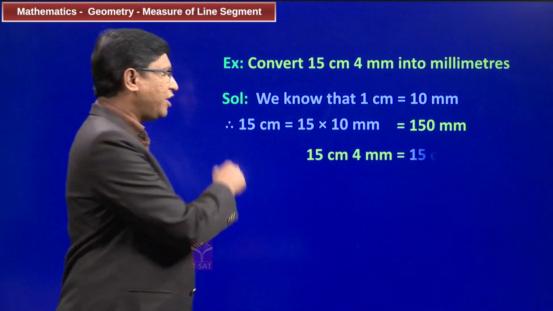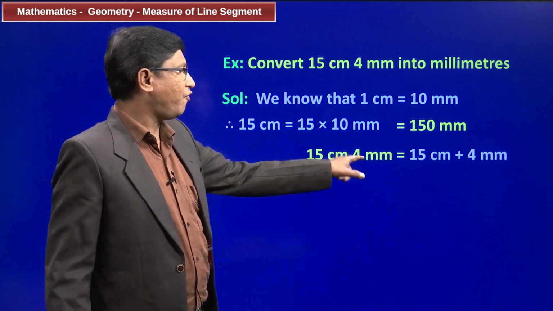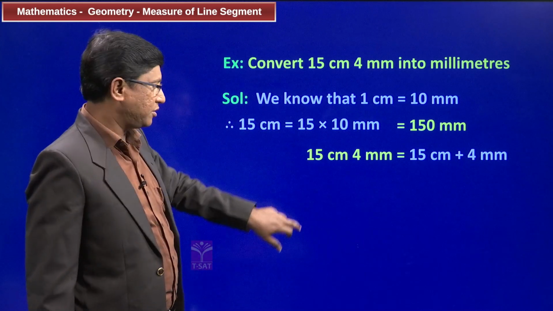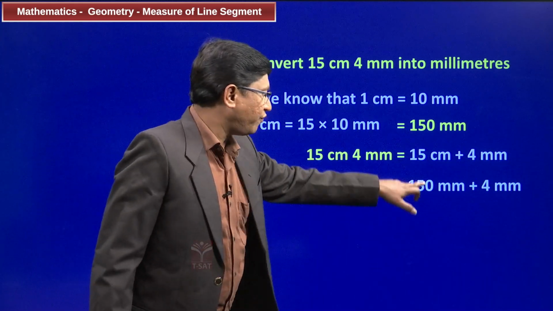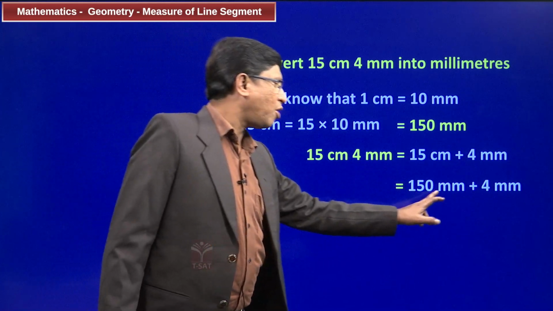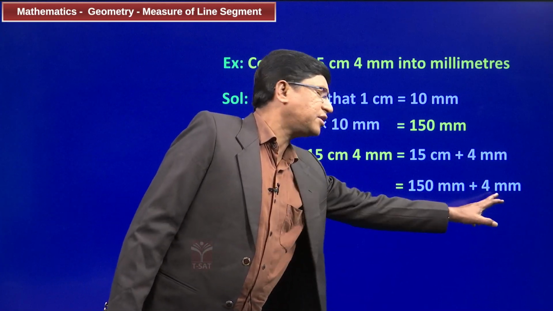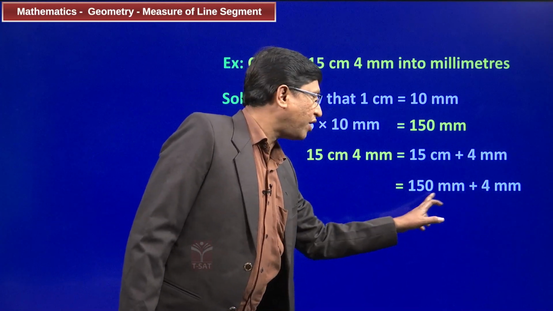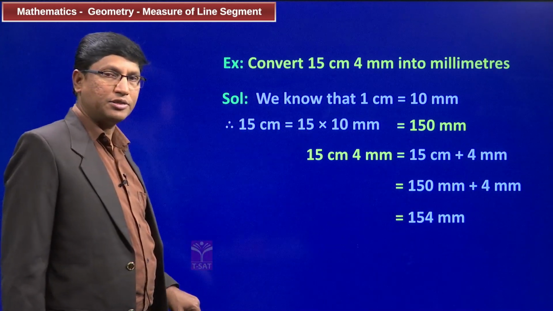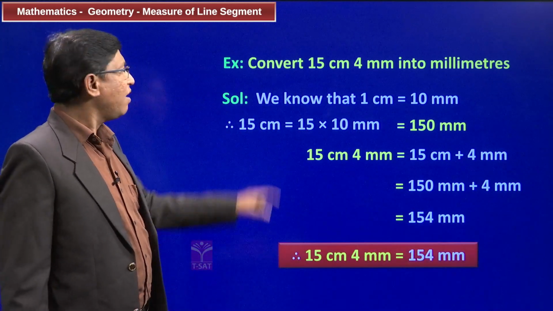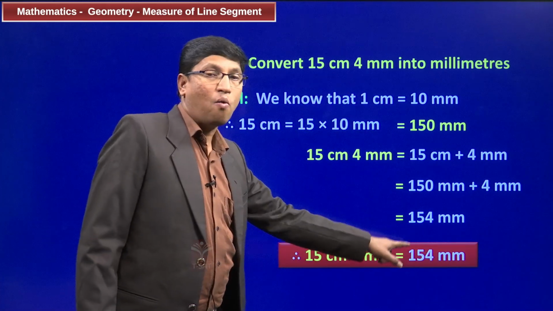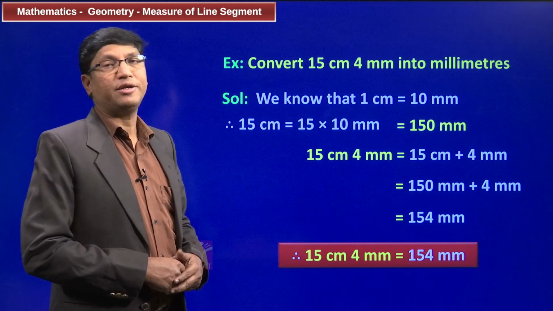But what actually do we need? 15 centimeter 4 millimeter. That means 15 centimeters plus 4 millimeters. 15 centimeters is 150 millimeters, and plus this 4 as it is, no change. So now both are in the same units, right? Millimeters and millimeters. So you can add them. So 150 plus 4, we get 154 millimeters. That means we can say 15 centimeter 4 millimeter is nothing but 154 millimeters.